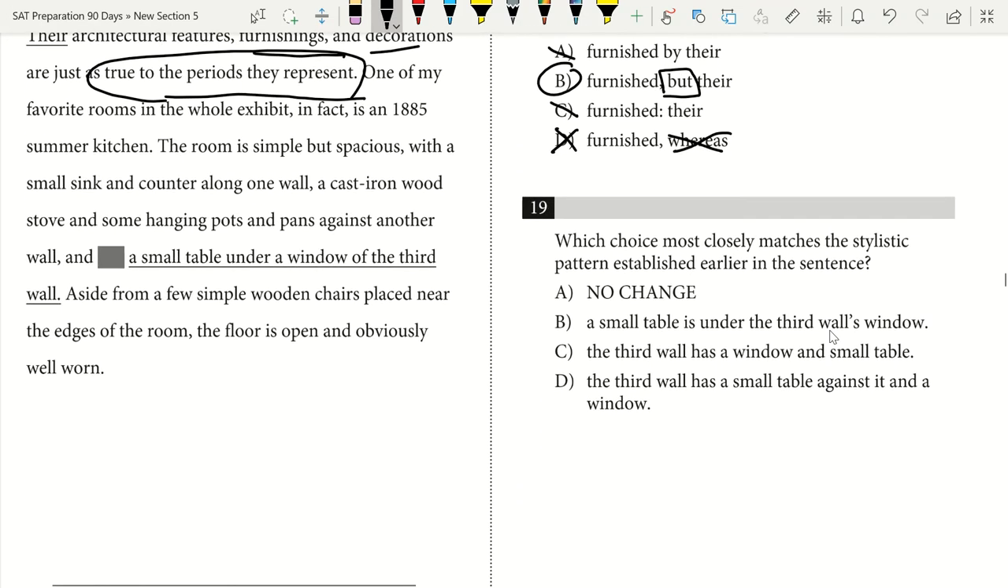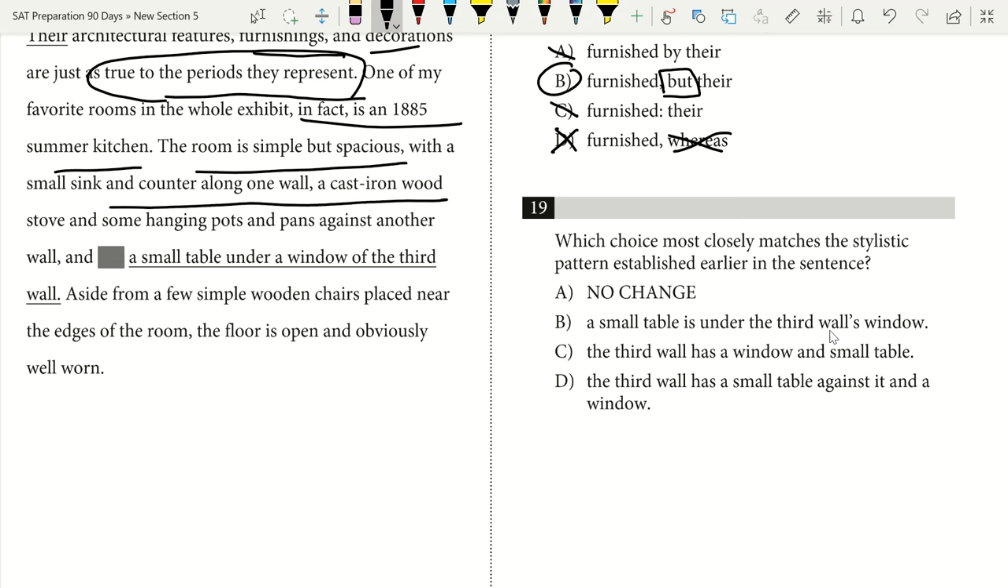We got 19. One of my favorite rooms in the whole exhibit, in fact, is an 1885 summer kitchen. The room is simple but spacious with a small sink and counter along one wall, a cast iron stove and some hanging pots and pans along another wall, and a small table under a window of a third wall. I'm asked for what closely matches the stylistic pattern established earlier in the sentence. That pattern is the fact that we describe something and then we describe where it is in relation to a wall. We describe pots and pans against one wall. We describe a sink and a counter against a wall. So I want to describe another thing against a third wall.